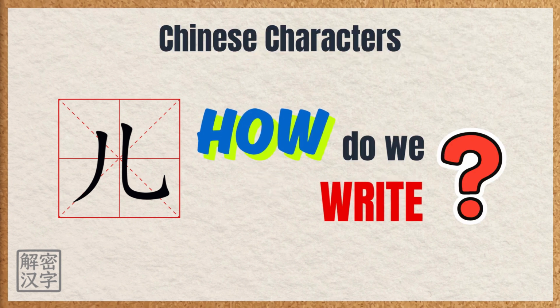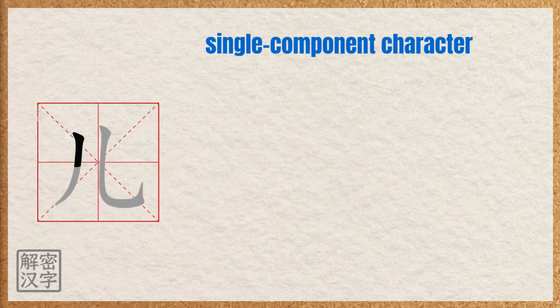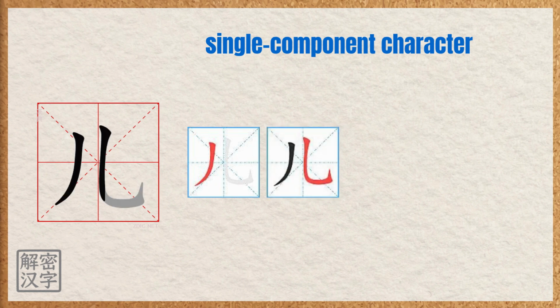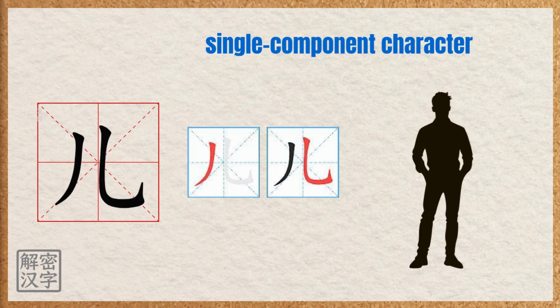How do we write the character 儿? First, write a vertical stroke that turns slightly at the bottom. This forms the main structure of the character. Then, write a curved hook starting from the top right, slanting down and finishing with a gentle hook. Keep the shape open and balanced, like a standing figure. And now you've learned how to write 儿.